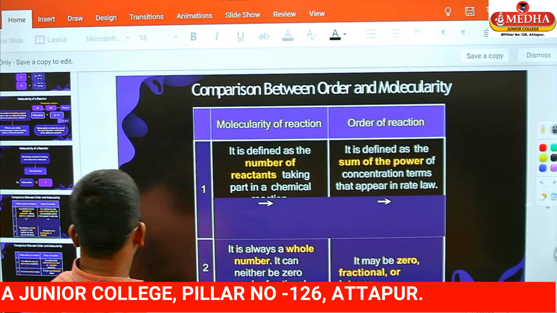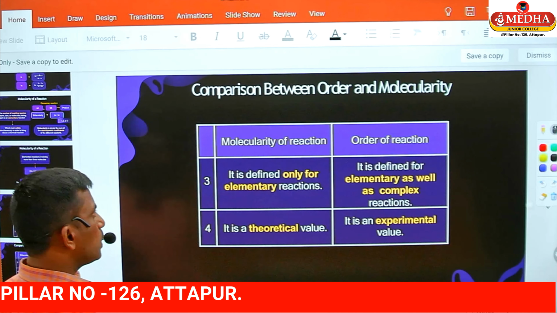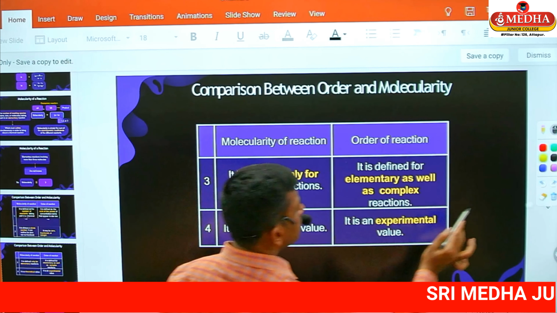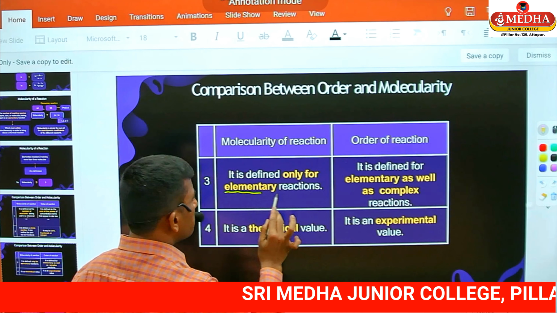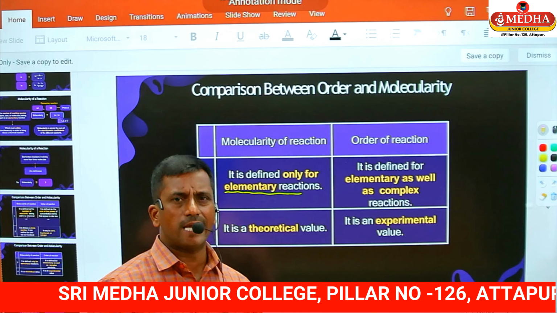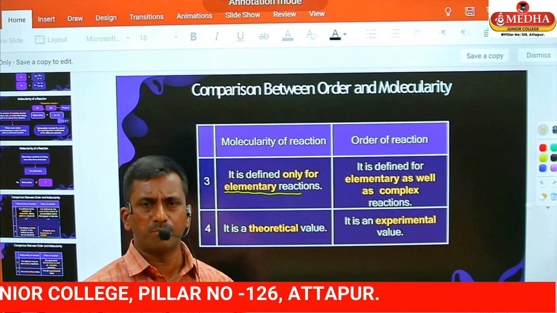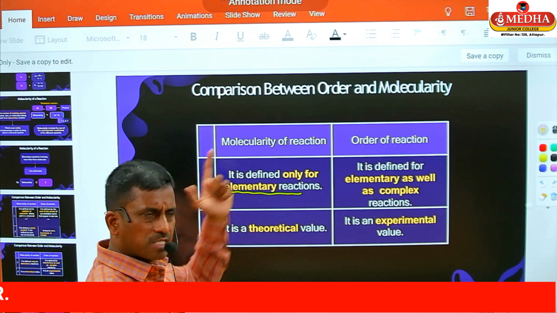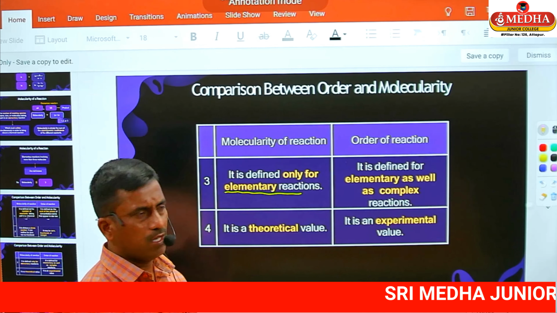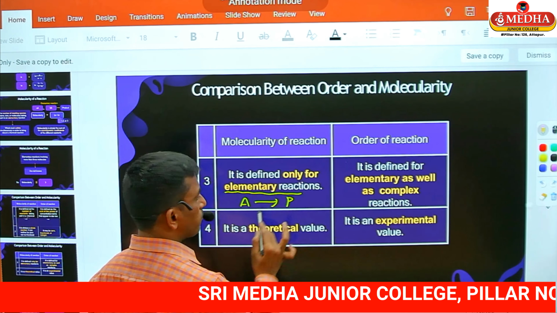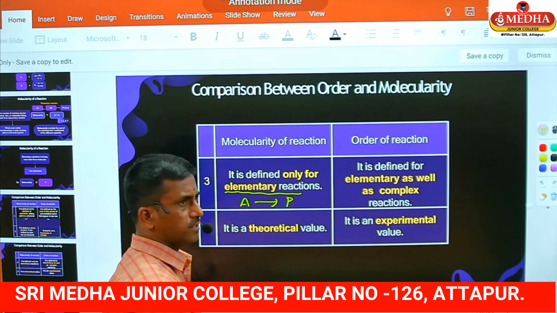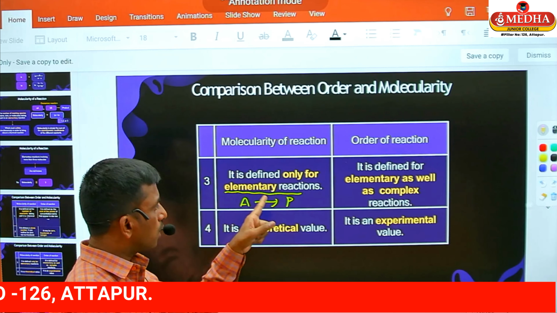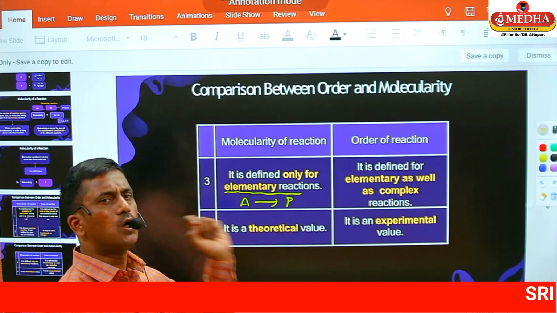Now what is the third difference between molecularity and order of reaction? Molecularity is applicable only for elementary reactions. What is the meaning of an elementary reaction? An elementary reaction is one that takes place in only one step, a single step. Molecularity is applicable only for elementary reactions. For example, A gives P. The reactant is directly converted into product, there is no mechanism and there are no multiple steps. That is called an elementary reaction.